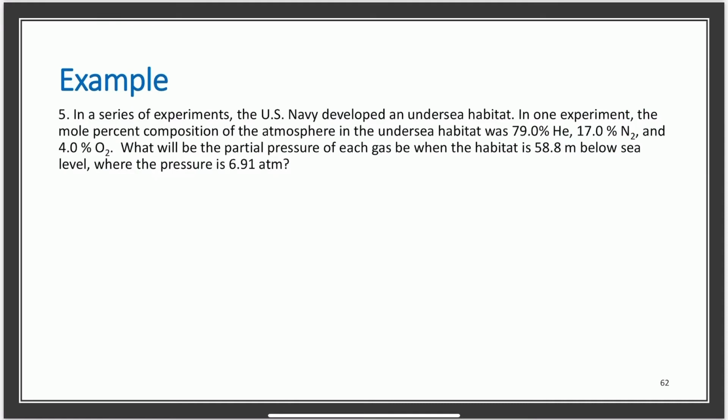Okay, in a series of experiments, the U.S. Navy developed an undersea habitat. In one experiment, the mole percent composition of the atmosphere in the undersea habitat was 79% helium, 17% N2, and 4% O2. What would be the partial pressure of each gas when the habitat is 58 meters below sea level, where the pressure is 6.19 atmosphere, or 6.91? I think that's what I said. To do this, we're going to assume a 100-gram sample.